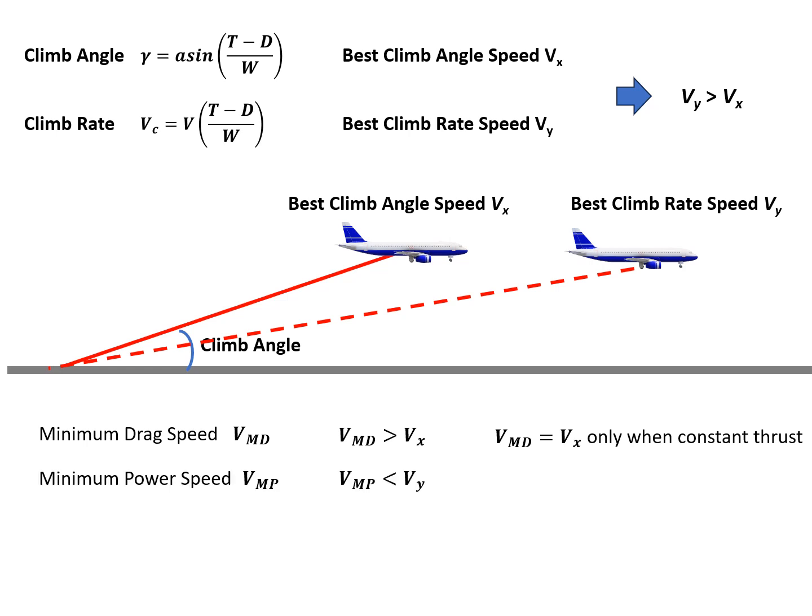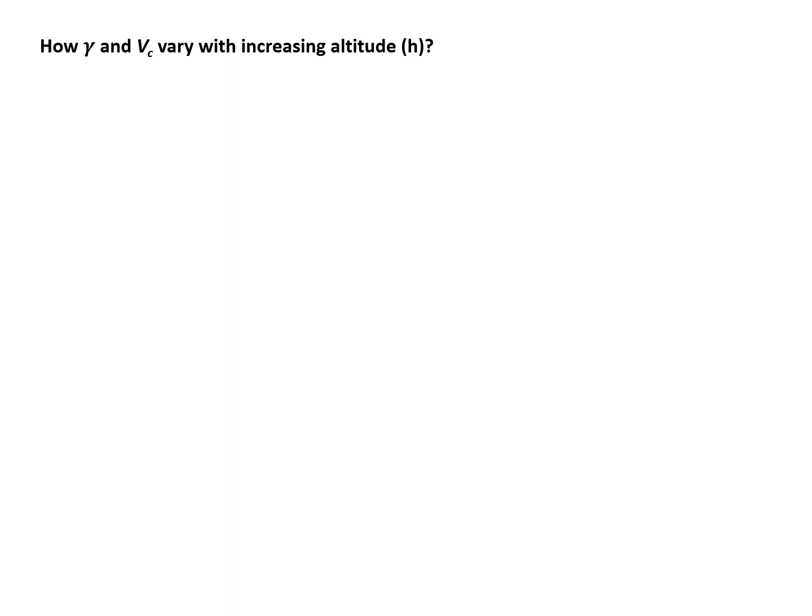When we discuss the climb rate, we introduce the minimum power speed, VMP. So normally VMP is smaller than Vy. So this is a summary of what we've learned in the previous two lectures. Now we are going to answer how gamma and Vc vary with increasing altitude h.